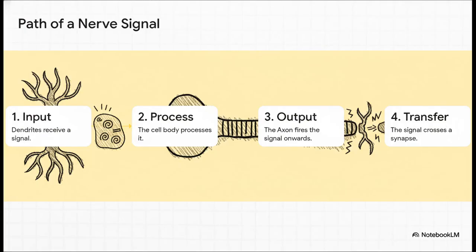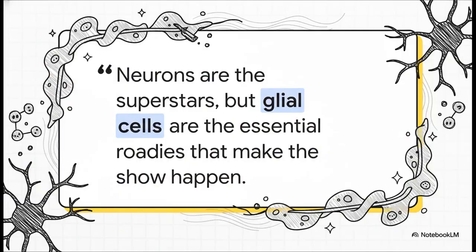And every single signal follows this predictable path. Information comes in through those branching dendrites, it gets processed in the main cell body, and if the signal is strong enough, a new electrical impulse is fired down that long axon to the next cell in the chain. But the neurons don't work alone. They are completely surrounded and supported by another type of cell called glia. These are the unsung heroes. They feed, protect, insulate, and clean up after the neurons, making sure the entire communication network runs smoothly.